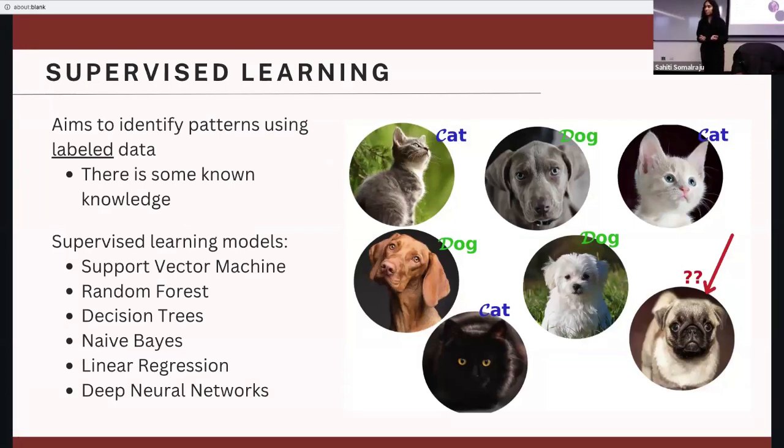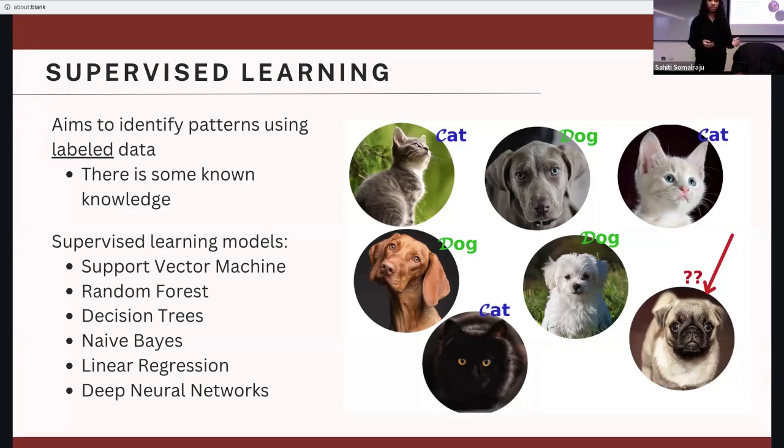So first, going into supervised learning. This aims to identify patterns using labeled data. And so there is some known knowledge. For example, if I were to tell you, this is a dog, this is a dog, this is a cat, right? But what if there's now an unidentified picture here? The main goal here is trying to use that existing knowledge and those labels to determine what this unknown picture is. And that's kind of the basis around supervised learning.